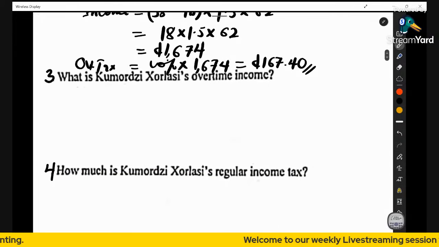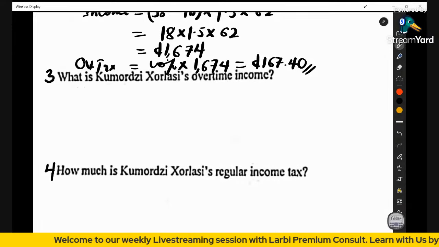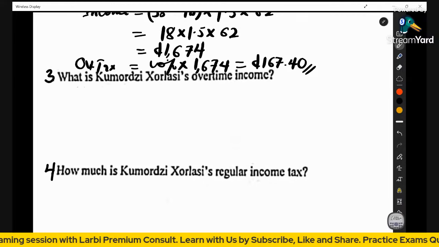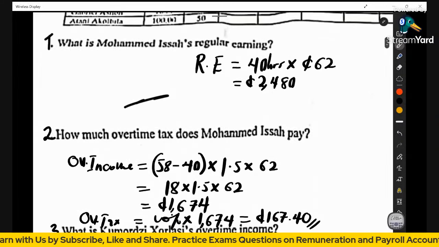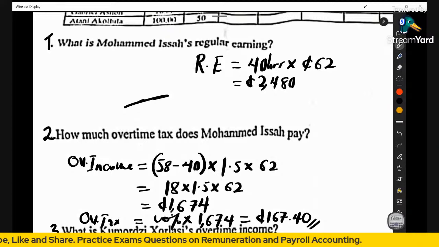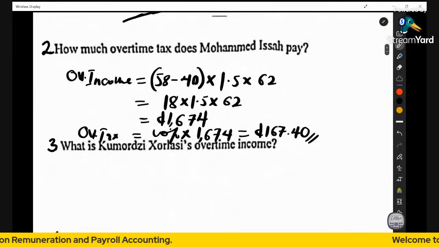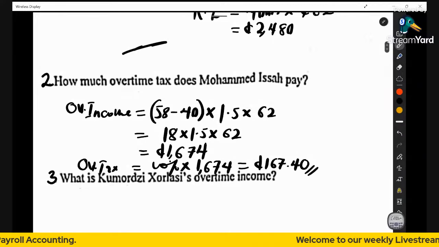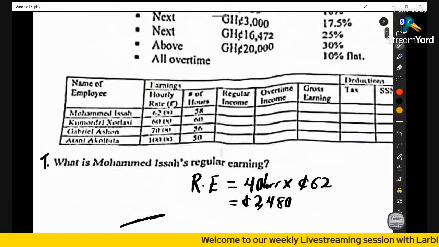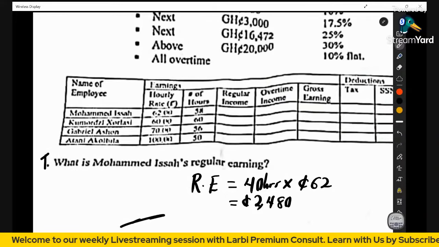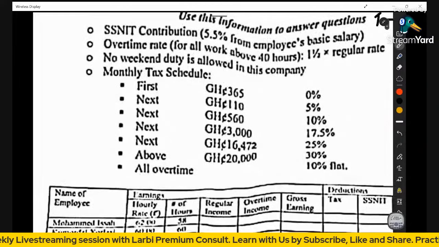Question number 3. What is Zolazi's overtime income? Their names are kind of difficult, so spare me for that. So we are asking for Zolazi's overtime income. The same way we computed Mohammed Isa's overtime income is the same way we will follow here. All I want to do is for us to know the overtime income for Zolazi. That should be the actual number of hours Zolazi worked, compared to the standard hours set by the organization, which is 40.